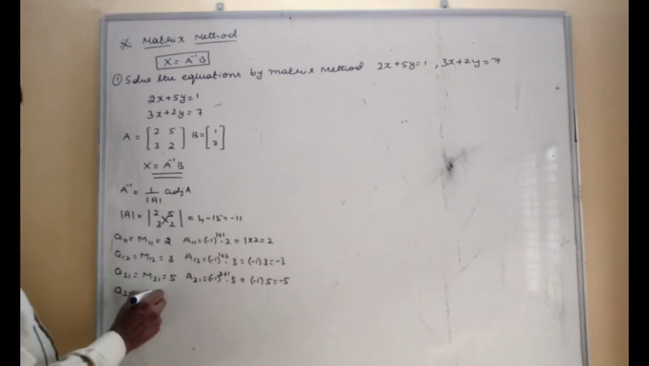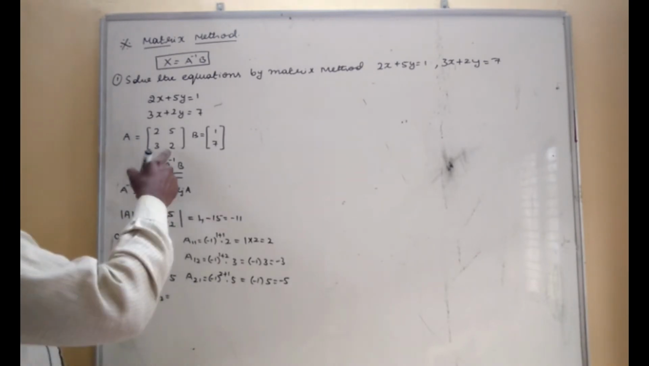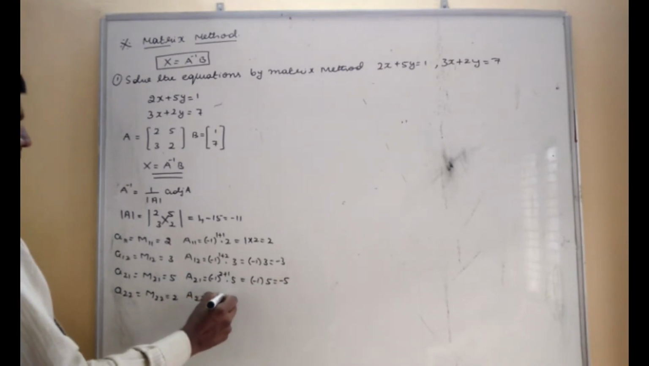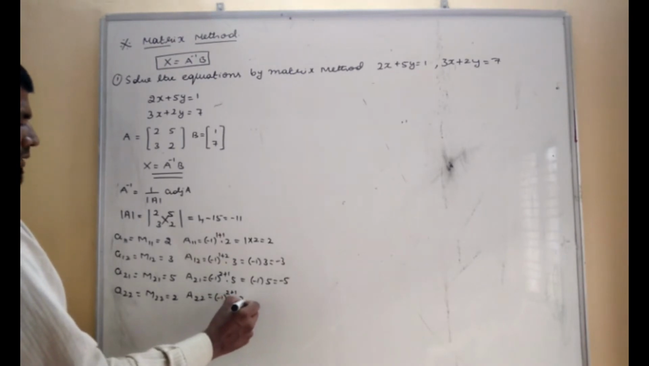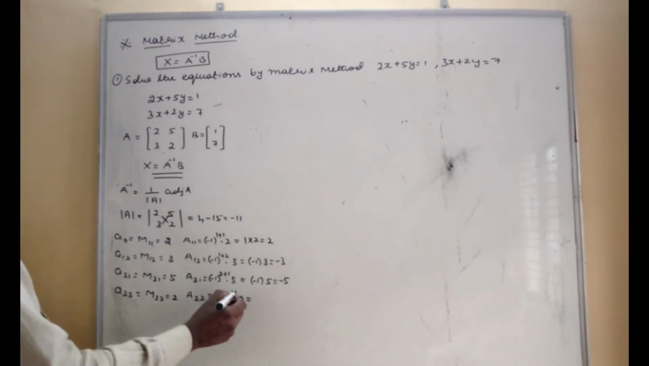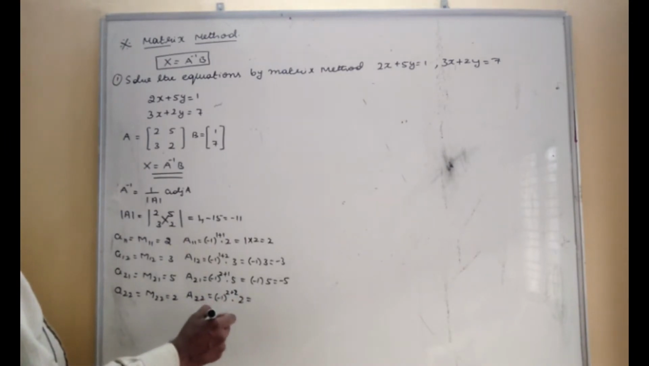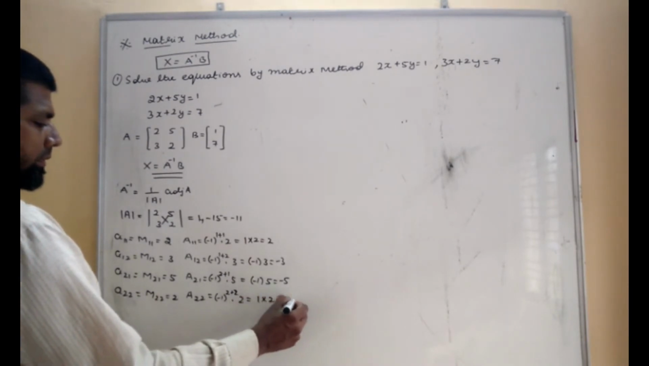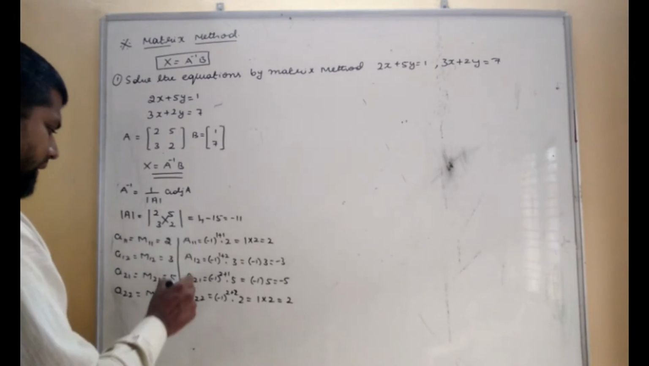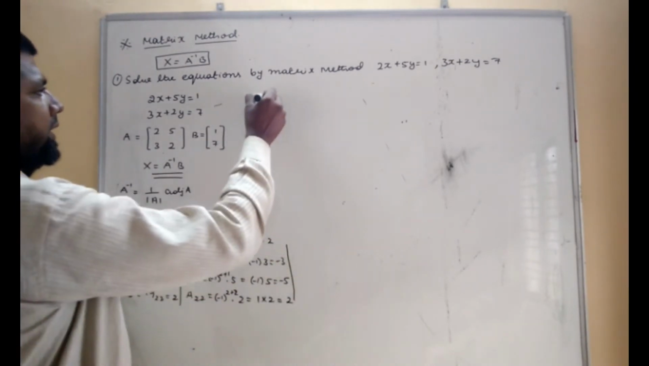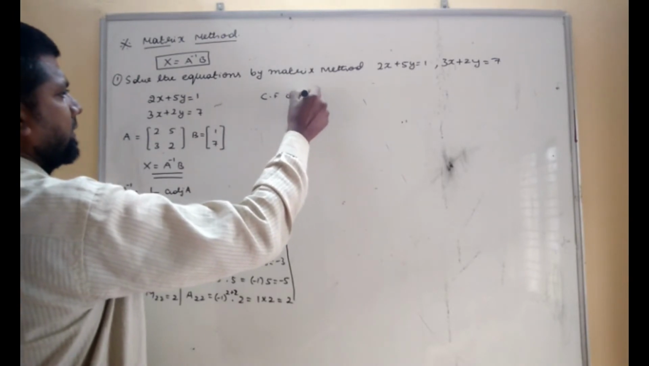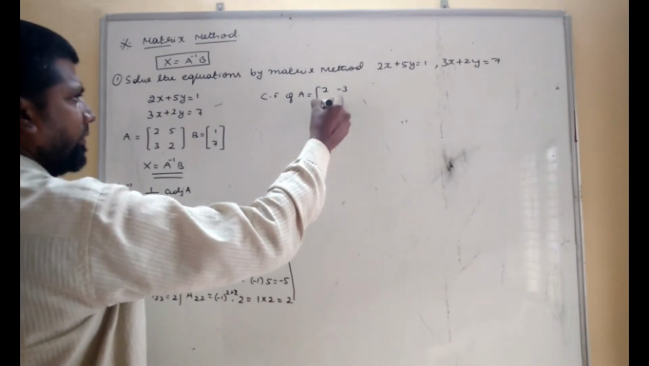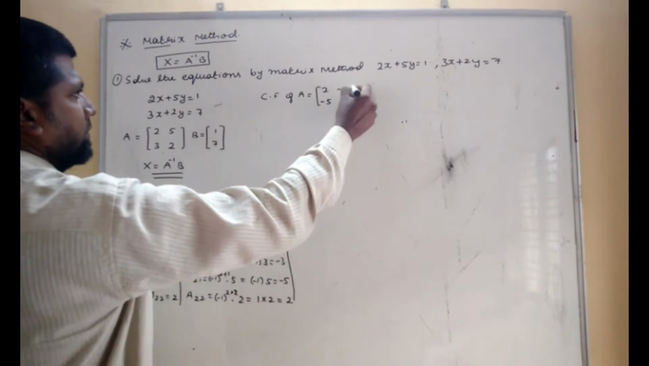M22 is equal to 2. Then the cofactor A22 is equal to (minus 1) to the power of 2 plus 2 into 2. Here the power of minus 1 is 4, an even number. If you multiply 4 times minus 1, you get 1. 1 into 2 is 2. So these are the cofactors. Cofactor of A is 2, minus 3, then minus 5, then 2.